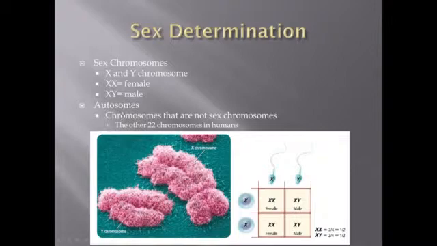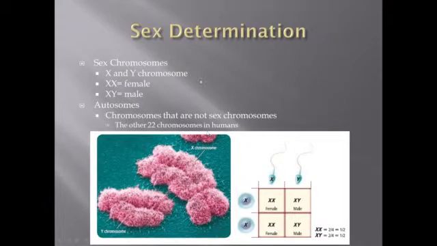Now, the other chromosomes, the ones that don't determine your sex, are called the autosomes. So if you ever see this key term right here, autosomes, all we're saying is that it is a chromosome that does not determine sex. So your other 22 chromosomes in your body are all autosomes. In your case, since you're all XY, this XY combination right here would be your sex chromosomes, but the other 22 would be considered autosomes.